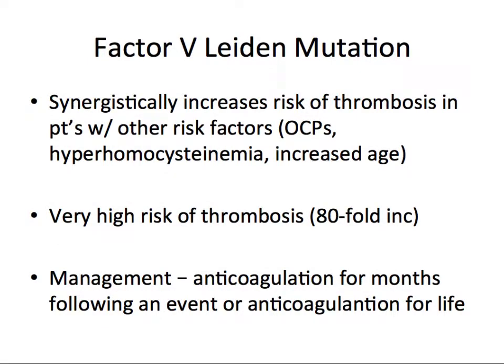The factor V Leiden mutation synergistically increases the risk of thrombosis in patients with other risk factors, such as the use of oral contraceptive pills, hyperhomocysteinemia, or increased age. In these patients, there's a very high risk of thrombosis, often an 80-fold increased risk. Management includes anticoagulations for months following an event or anticoagulation for life.